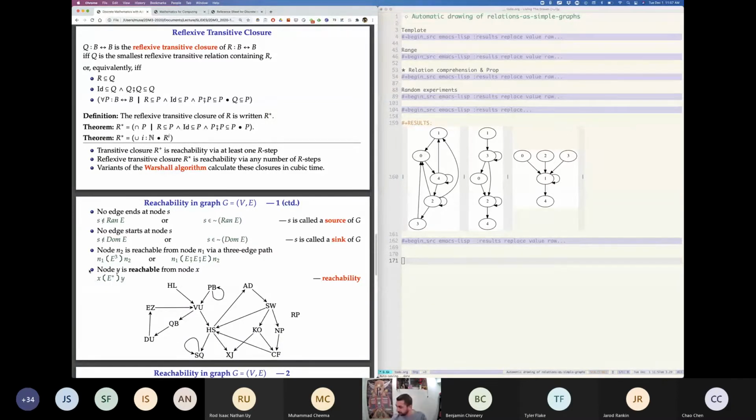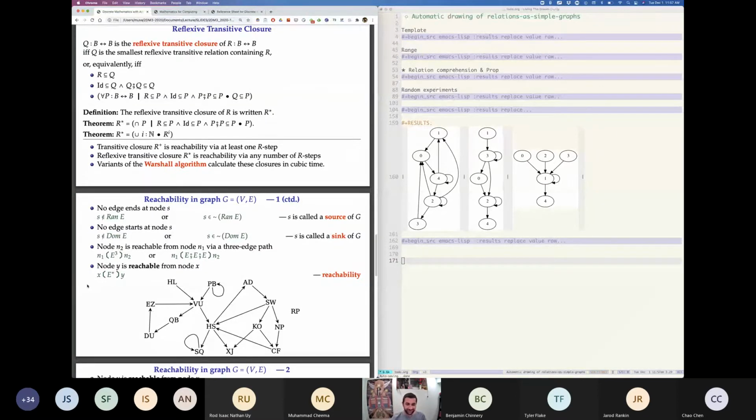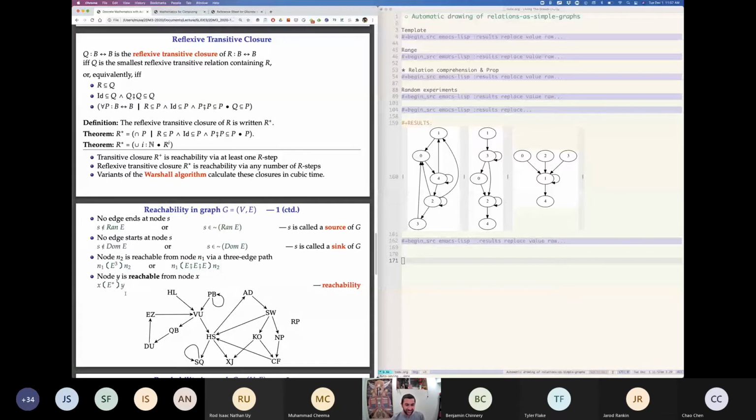Are we all back? Seems we cut out. Does somebody want to say some words just to make sure we're all here? We're all good. All right. So let's look at this graph, right?